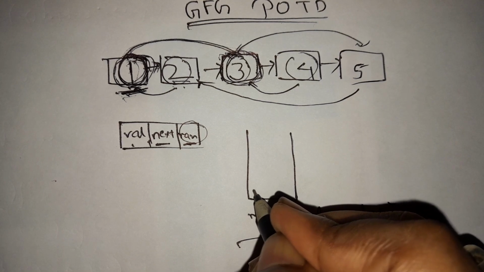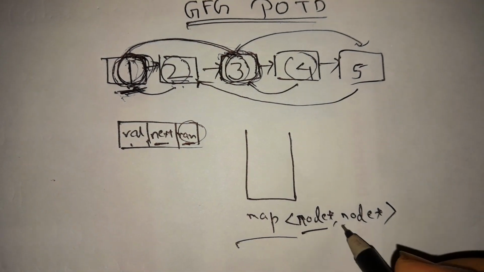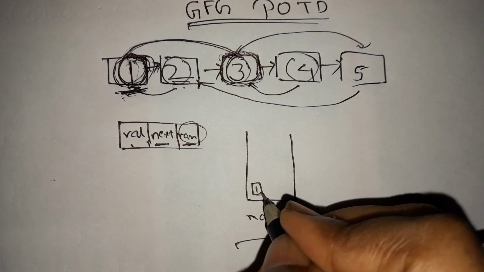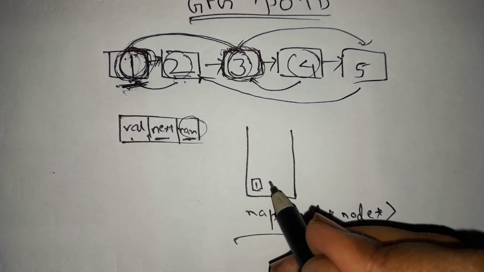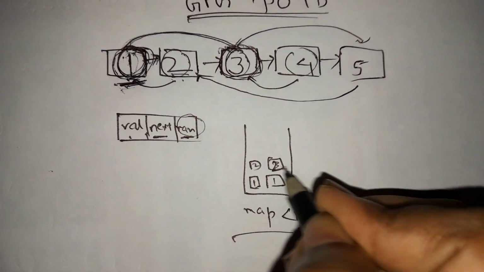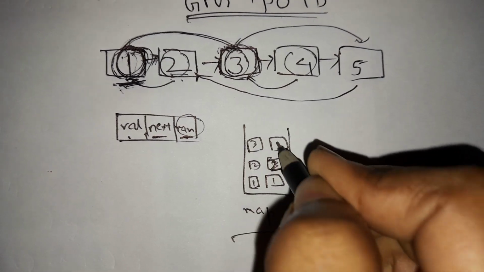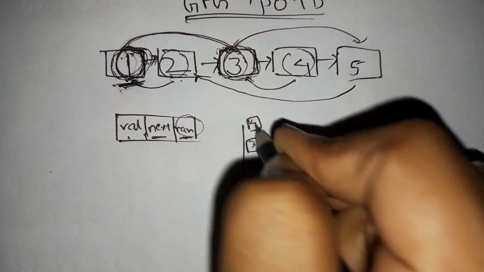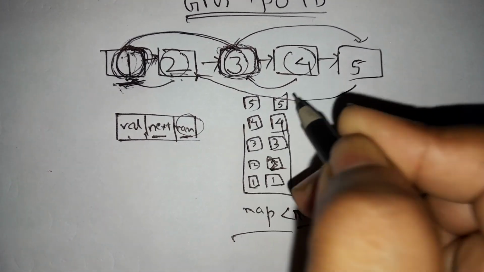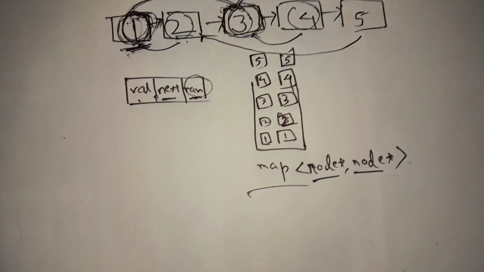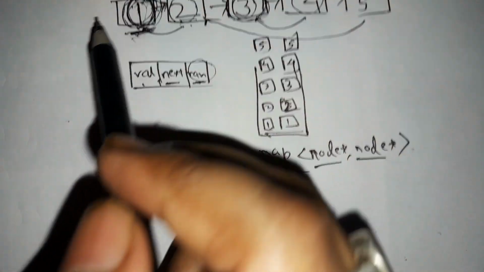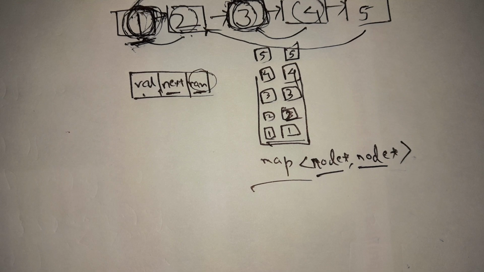So what will I store in the map? I will store node and node. Suppose its key is 1 for the first one, and the value is also 1. Its key is 2 and the value is also 2. Its key is 3, its value is also 3. Its key is 4, its value is also 4. Its key is 5, its value is also 5. For remembering purposes I am creating this map, and I will create each and every node and store it into the map. Clear?